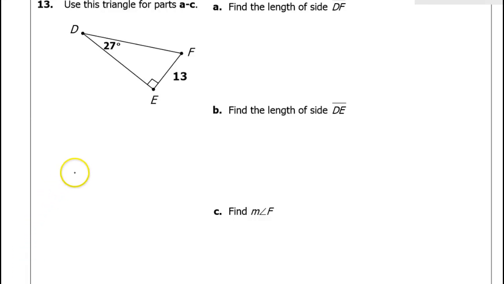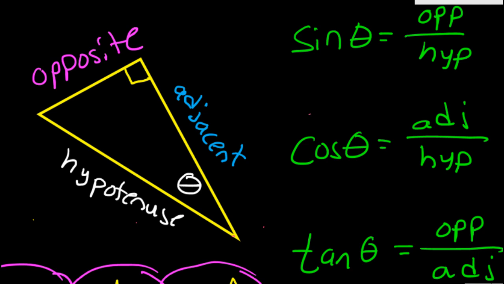In this video, I will show you how to use tangent, sine, and cosine to solve for missing sides and angles in a right triangle. But first, you need to memorize these three trig functions. Sine of an angle is opposite over hypotenuse. Cosine of an angle is the adjacent leg over the hypotenuse. And the tangent of an angle is the opposite leg over the adjacent leg.